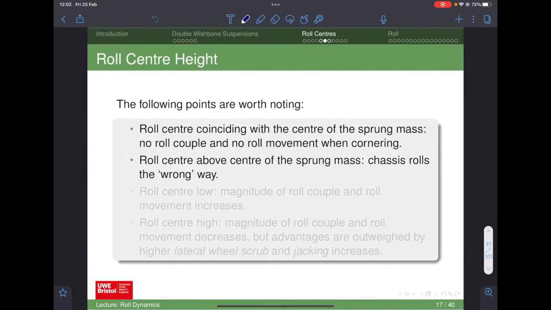You can take that to extreme and actually position the roll centre above the centre of the sprung mass, in which case the chassis will roll in the opposite direction. So it basically acts like a sort of pendulum. It rolls the one way, it has no effect on weight transfer, and in fact it's possibly detrimental because you've got more weight over the outside wheels than you would possibly want.